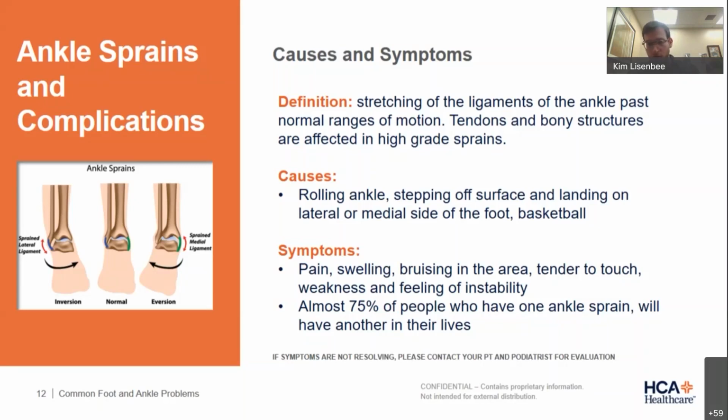Normally, low-grade ankle sprains are going to be stretching of the ligaments, which can cause a lot of swelling, pain initially, weakness to the ankle, tender to touch, and it's very common. About 75% of people will have at least one ankle sprain, and of those, almost 90% will have a second one. So if you have one ankle sprain, it's very likely that you could end up having a second ankle sprain. I think it's within 6 to 18 months.